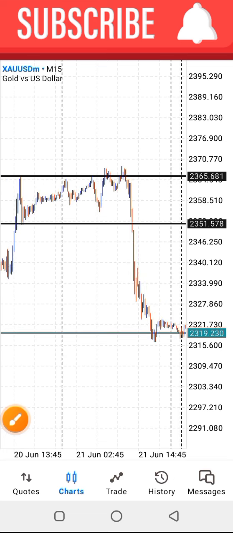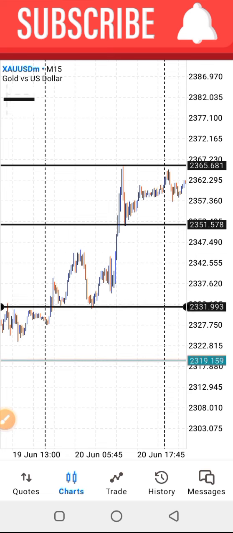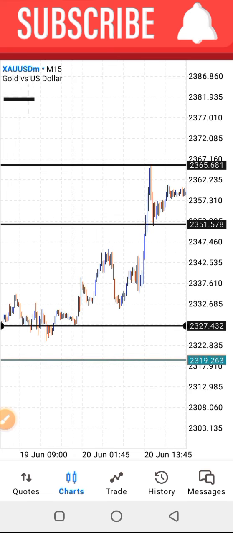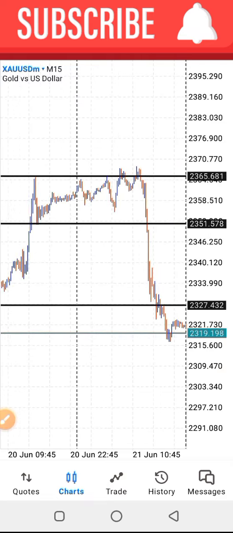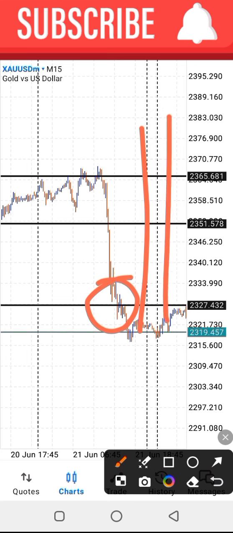Price went as far as taking out the previous day's low. Let me copy this and see what the previous day low is. Previous day low is somewhere around here. Let's see. Oh, price took it out. So beautiful, and that's the end of the week. This starts us a new week.